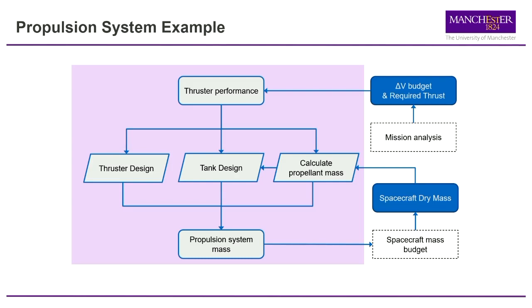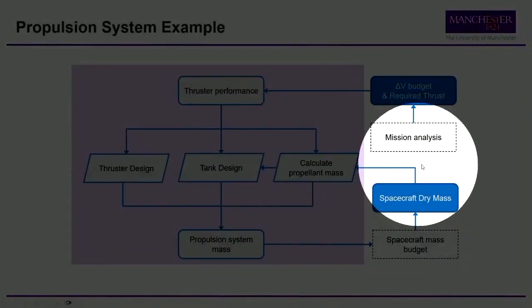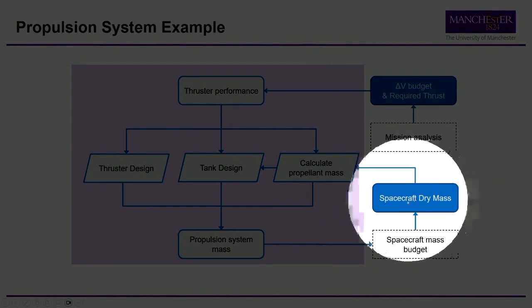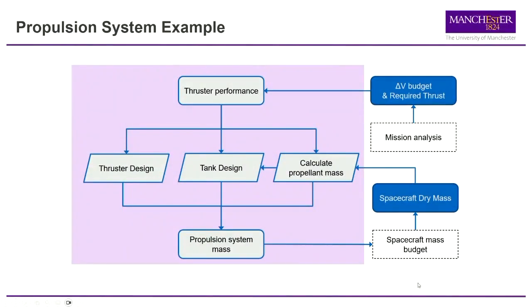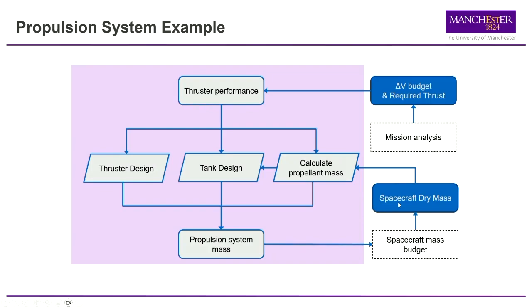So here is a flowchart representation of a propulsion system model. We have the delta V budget and the required thrust as an input, and that comes from the mission analysis. And we have the spacecraft dry mass, which is going to come from the spacecraft mass budget. So we can already see that some of these parameters are coming from other people in the group, and you might not have control. Also, there's feedback. Our overall propulsion system mass is going to feed back into the overall mass budget of the mission. So this is already forming some type of iterative process.